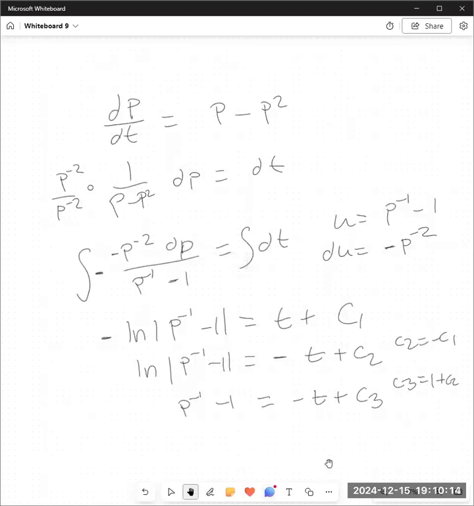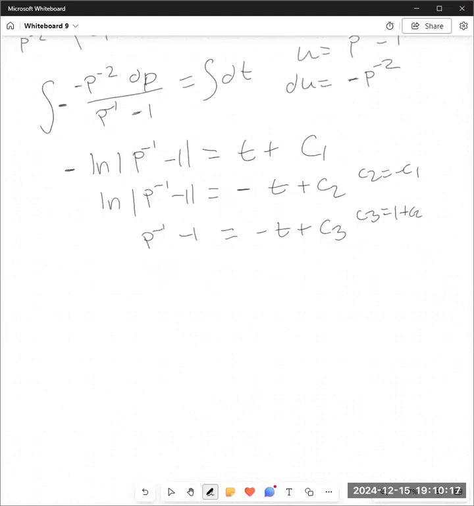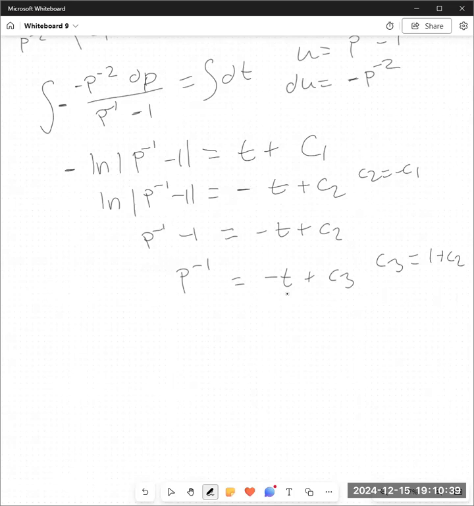So this is P to the negative first is equal to T plus C3. C3 is 1 plus C2, like that. Okay. And then 1 over P is equal to negative E to the negative T plus C2.